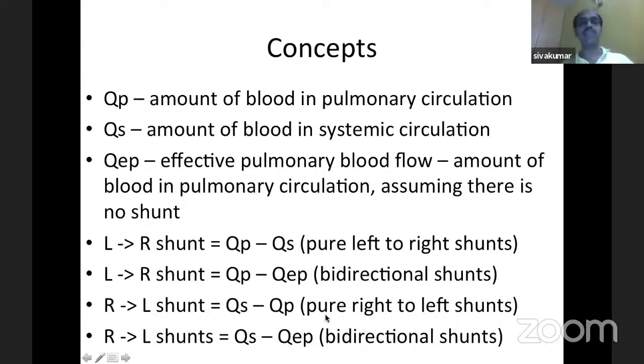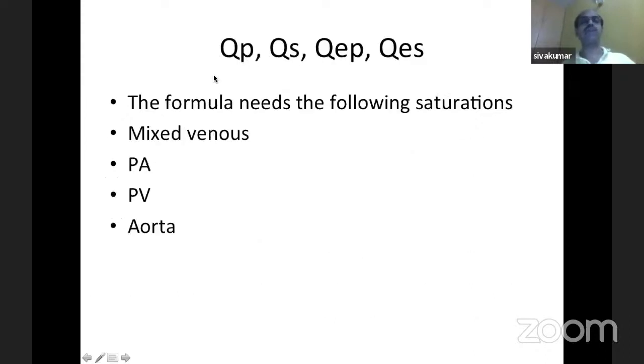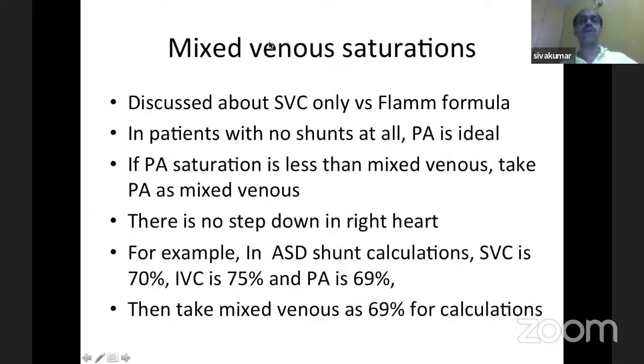So remember these numbers, remember these formulas. There are 4 numbers that we want to understand: QP, QS, QEP, and QES. QES, effective systemic blood flow, is equal to QEP. Both are the same. So what we need will be 4 samples: mixed venous sample, PA sample, PV sample, and aortic sample. We will go into each one of them now. For the mixed venous sample, we can use the Flamm formula by taking SVC and IVC, or use only the superior vena cava if it is a small child.